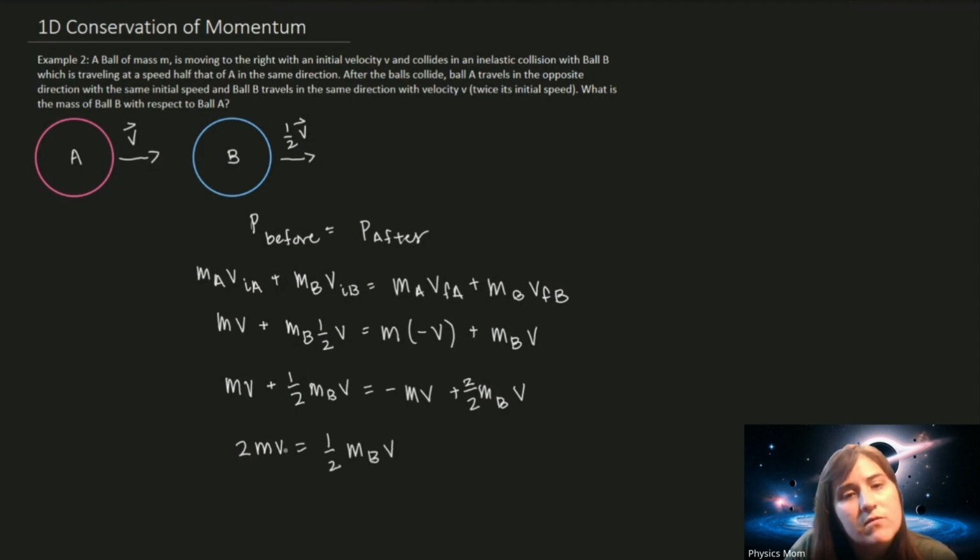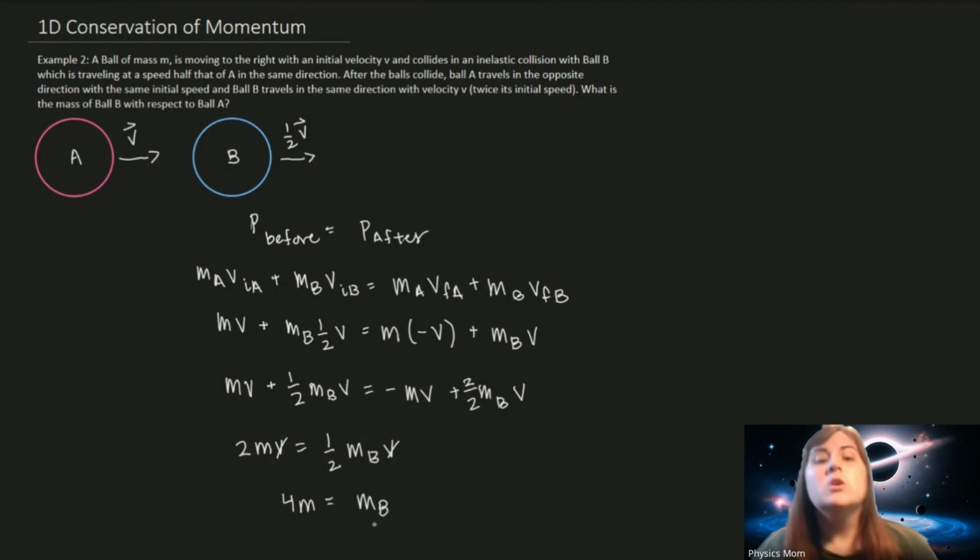Both terms have v's, so I can cancel those. I can multiply the 2 to the other side, and I get 4m is equal to the mass of ball B. So ball B's mass has to be 4 times that of A's in order for this type of inelastic collision to occur.